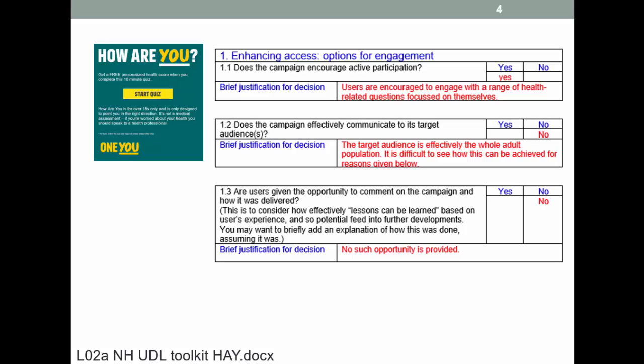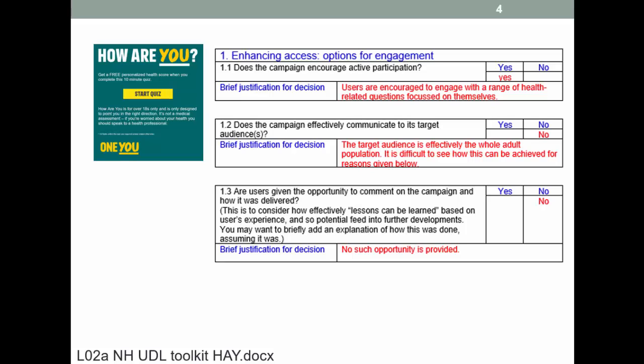But for these initial questions, question 1 is a yes, in that users are encouraged to engage with a range of health-related questions focused on themselves. Question 2 is a no, for the reason that the target audience is effectively everyone in the country, without any attempt to address different groups. This will be a theme which comes back, and I say it's just an issue with national campaigns. It's not necessarily a criticism of the quiz.